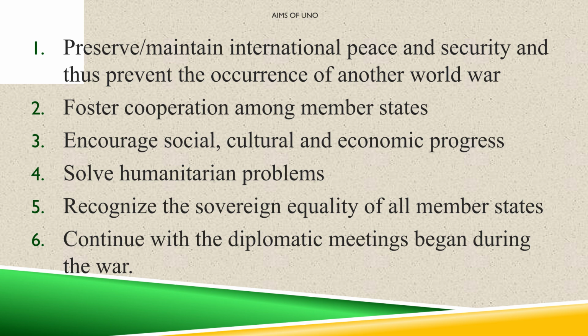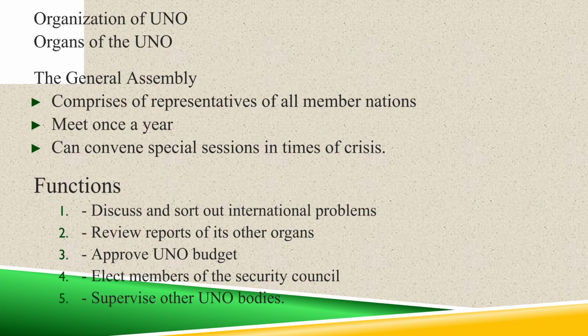The UNO aims to maintain international peace and security, foster cooperation, encourage socio-economic progress, solve humanitarian problems, and recognize the sovereign equality of all member states. The General Assembly, an organ of the UNO, comprises representatives of all member nations. It meets once a year and can convene special sessions during crises. Its functions include discussing international problems and approving the UNO budget.